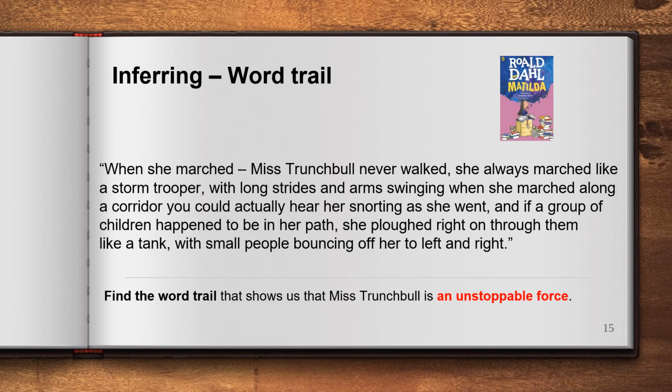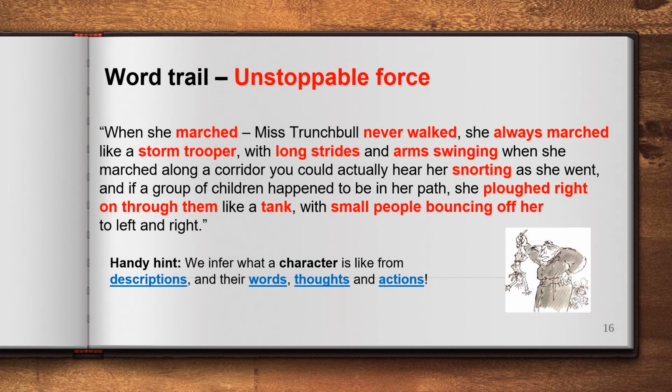Here's another word trail about Miss Trunchbull from Matilda. And I'd like you to have a think about the word trail that shows us that Miss Trunchbull is an unstoppable force. And here's the word trail. She marched. She never walked. She always marched like a stormtrooper. Long strides, arms swinging, snorting, and so on.